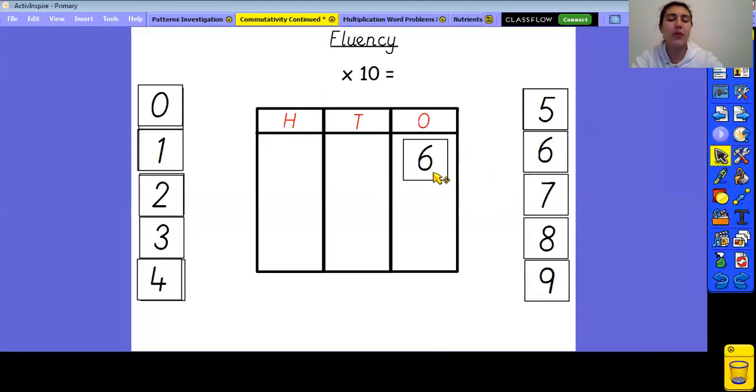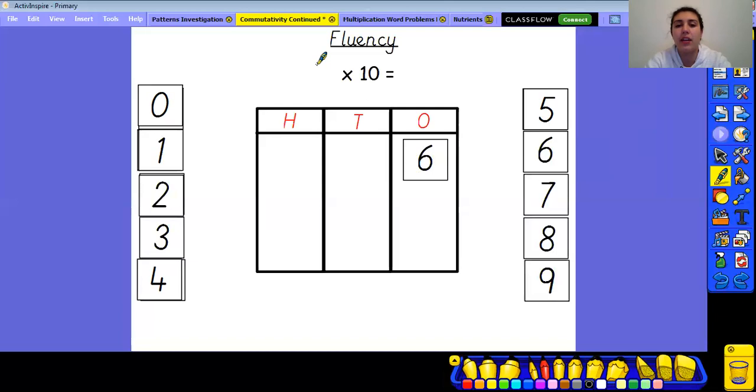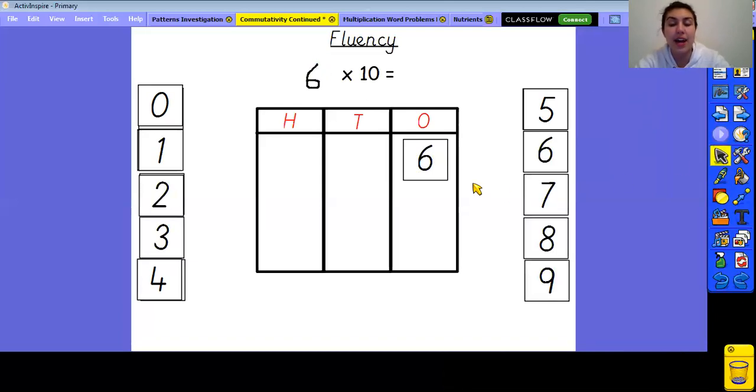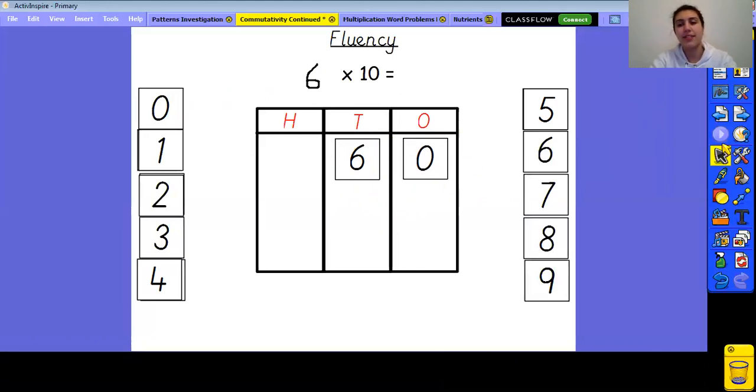Super, well done for having a go. Let's go through the answers then. So 6 times by 10. Well, when I times by 10, my digits get 10 times bigger. So it can't go in the ones column anymore. It's too big. So I have to move it into my tens column. But we can't leave our ones column empty. So I need to put a placeholder, which is a 0. So then 6 times by 10 becomes 60. Well done.